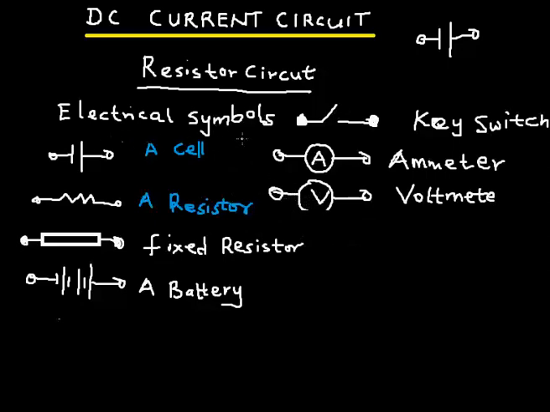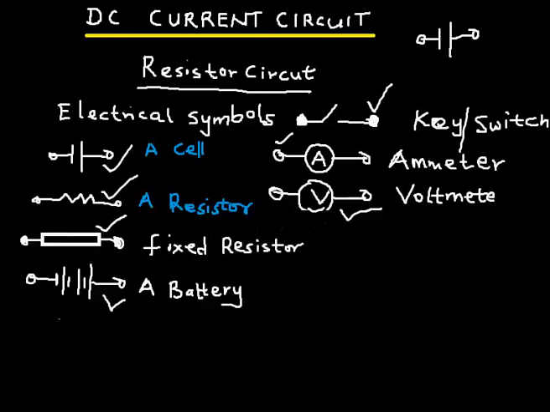Here are some electrical symbols that we are going to be using. This is a symbol for a cell, and this is a symbol for a resistor. This is also a resistor, a fixed resistor symbol. Then this is a symbol for a battery. A battery is made up of more than one cell, as you can see. Then this is a symbol for a key or a switch. Whenever you open the switch, the current will not flow. When you close it, current flows. This is a symbol for an ammeter, used for measuring direct current. This is a symbol for a voltmeter, used in measuring voltage.